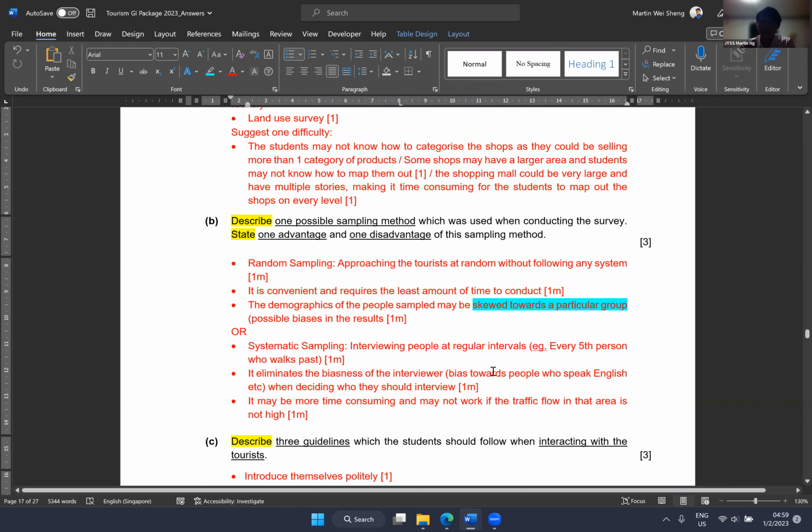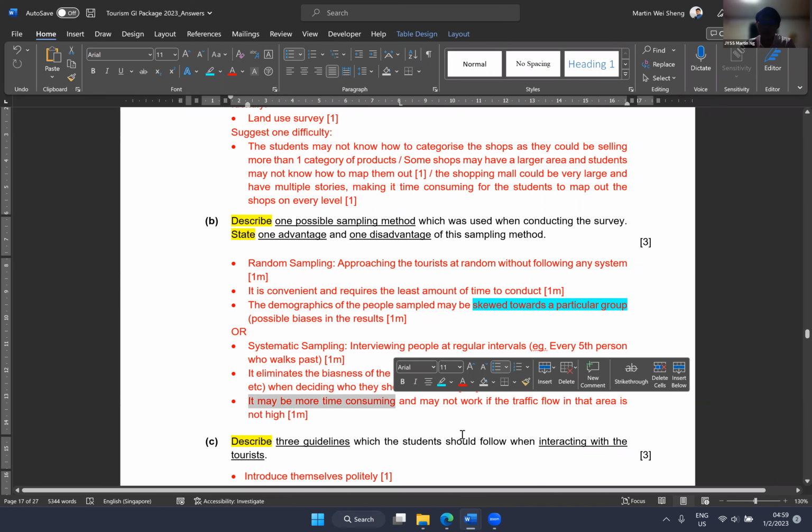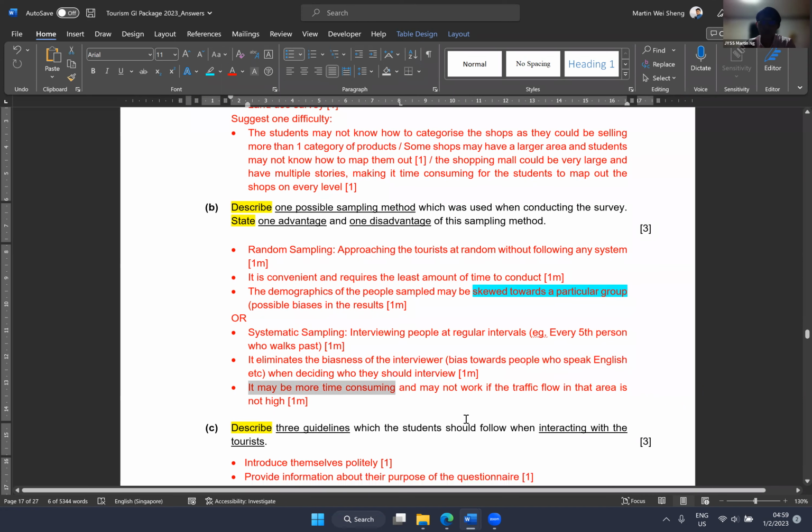All right. An example of bias is those who speak English. Then they decide to interview and all that. Okay, now, what about the disadvantage of this? It would be more time consuming, and it might not work if the traffic flow in the area is not high.